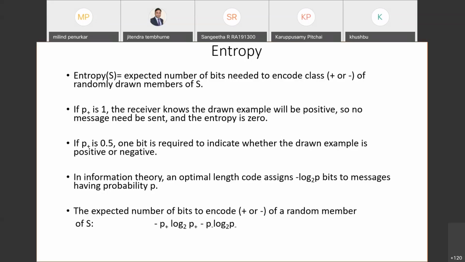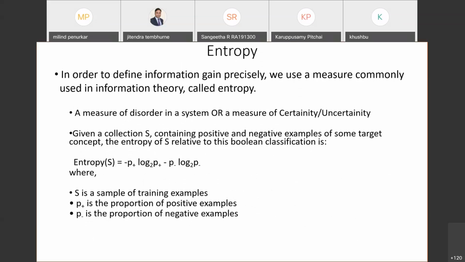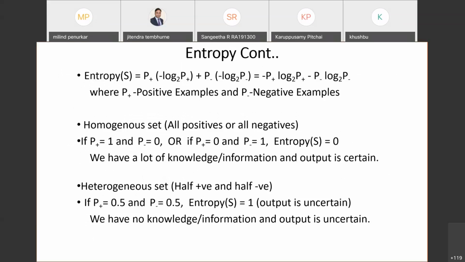Is this clear? So ID3 has taken this particular entropy concept from information theory, where they are trying to find out what is the optimal length code that is assigned. So it gives minus log of p bits to messages having probability p. So assume this is available with me. What we have calculated here is equal to minus P plus log of P plus minus P minus log of P minus. So we have entropy of S.